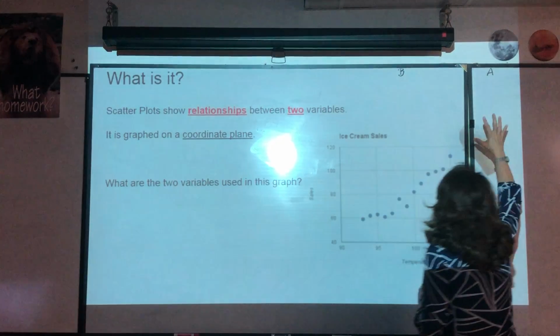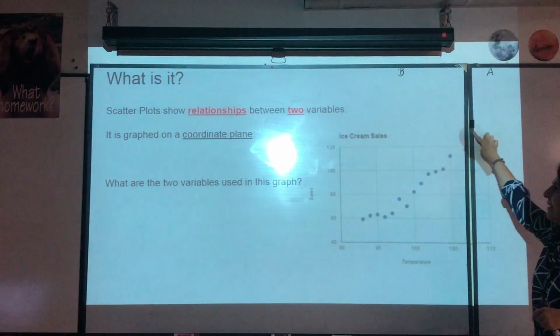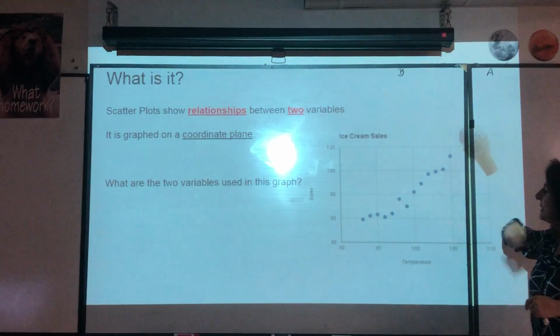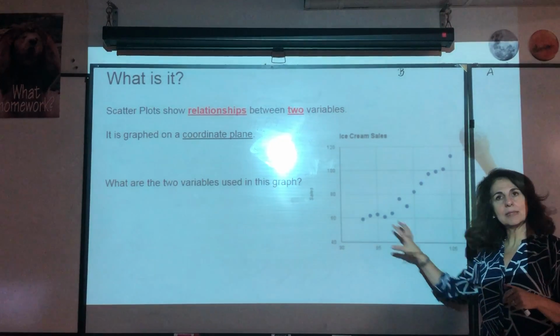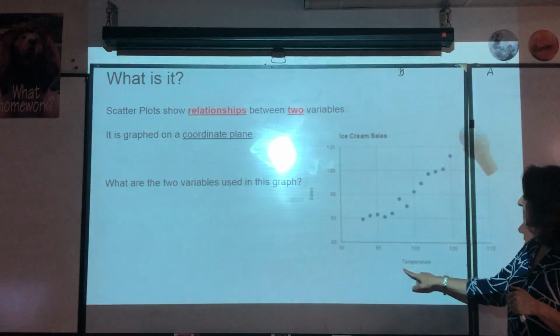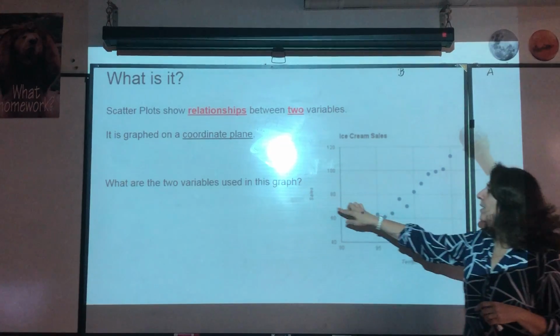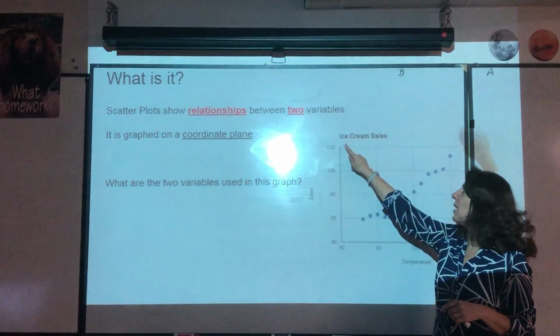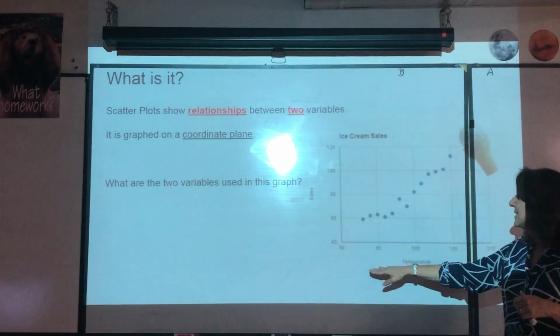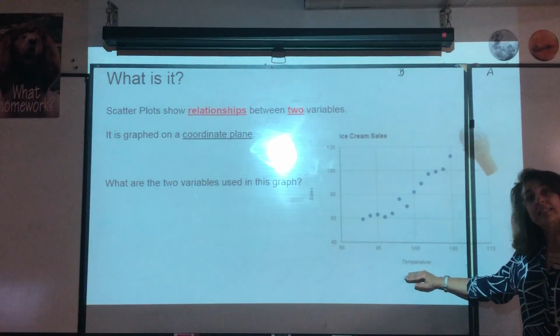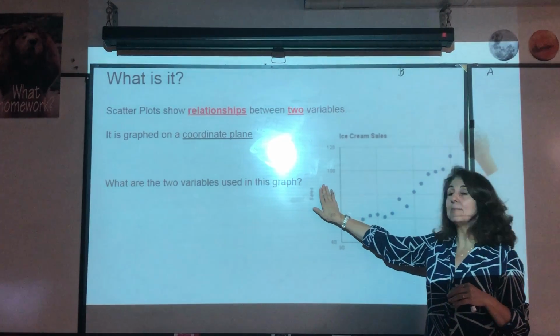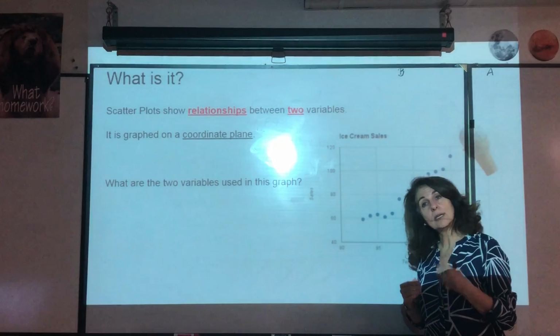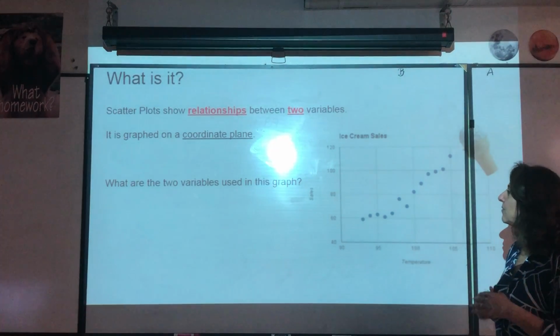So we have here sale of ice cream. The ice cream is being sold, and the information that we have here, one is temperature and the other is sales. So ice cream sales. This shows the relationship between the temperature during the day and the amount of ice creams that were sold in a specific day or time of the day.